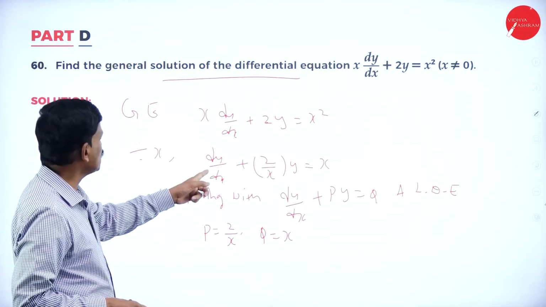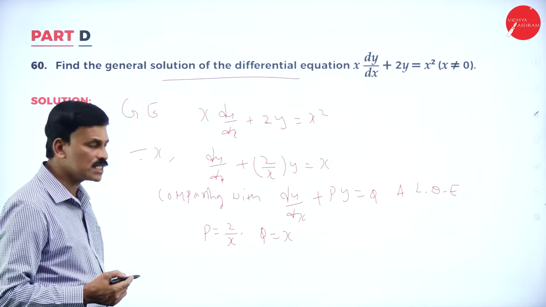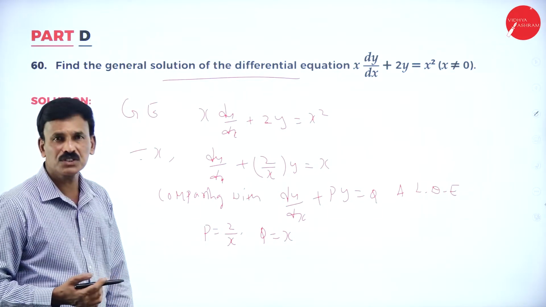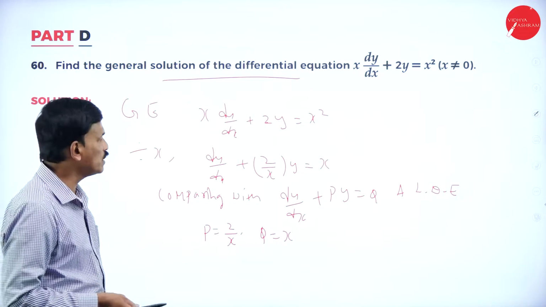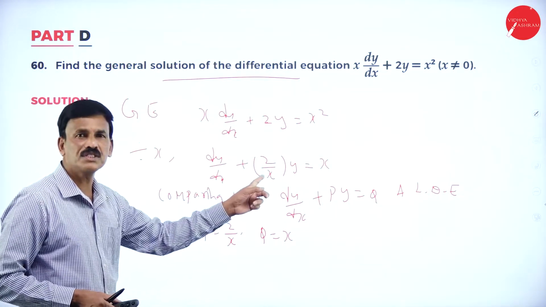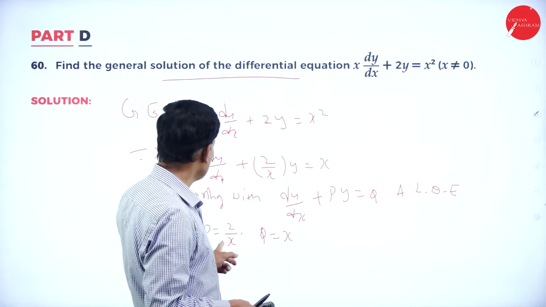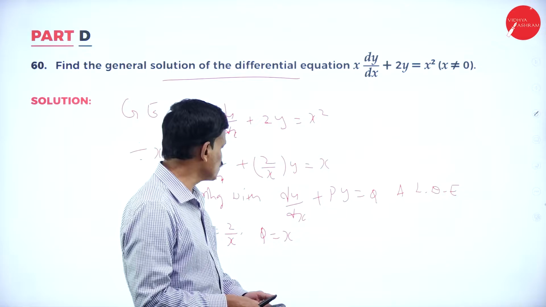Now, if you divide by x, you will get dy by dx plus 2 by x into y is equal to x square by x, which is x. Now, comparing with the standard equation of a linear differential equation, dy by dx plus py is equal to q. What is p? P is nothing but the coefficient of y, 2 by x. What is q? Q is this x value. Okay. Now, here p is equal to 2 by x and q is equal to x.